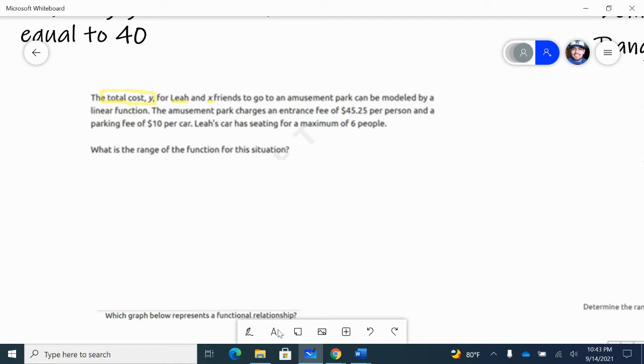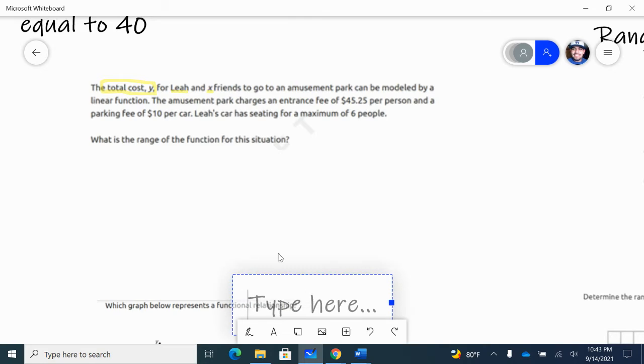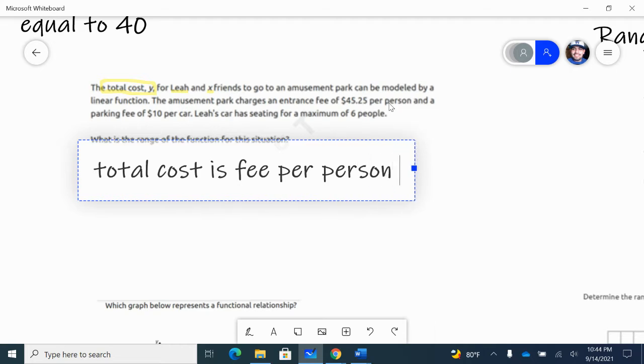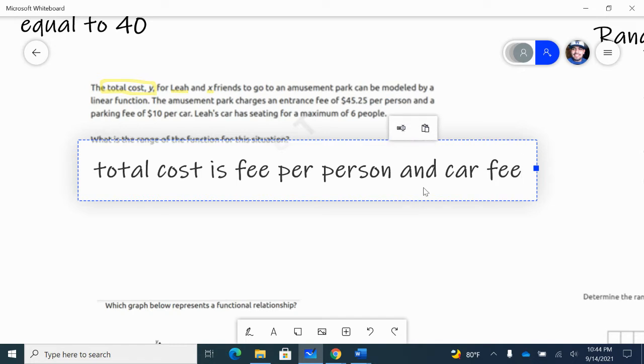Obviously, the total equation is cost. So what I'm going to do here is I'm going to write that equation. Total cost depends on what? Total cost is what? Well, it is the entrance fee per person, so it is fee per person, and a parking fee or a car fee. So again, notice how all I'm doing is just writing what is given to me. This is the problem that was given.